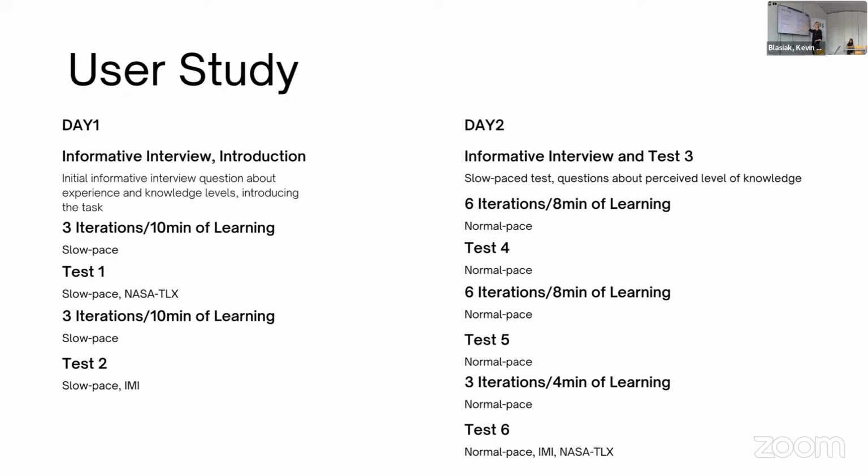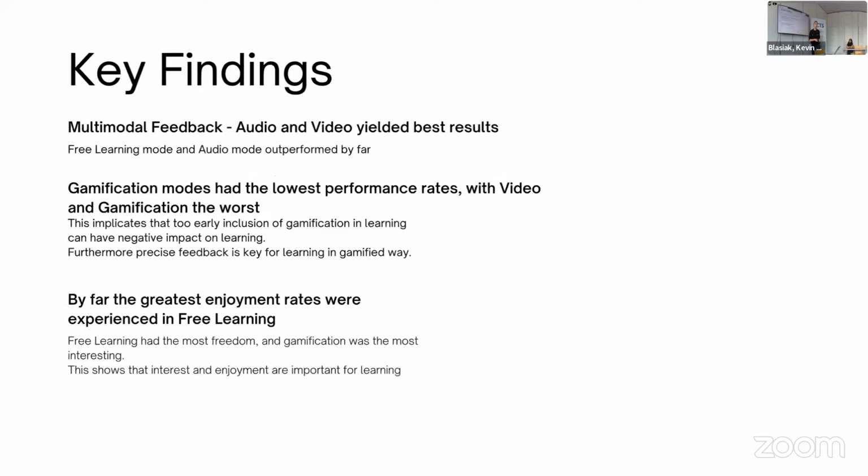On the second day, we started with a test to see how much they remembered from the previous day. And then we learned at normal pace, so double the speed, 6 iterations, a test, 6 iterations, a test. And then the last short iteration of just 3 times learning and then a test.